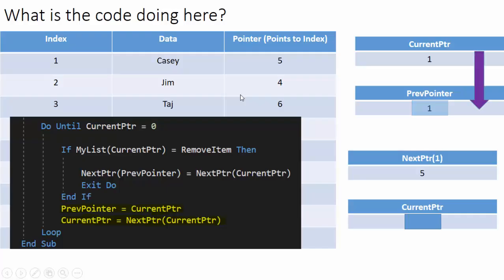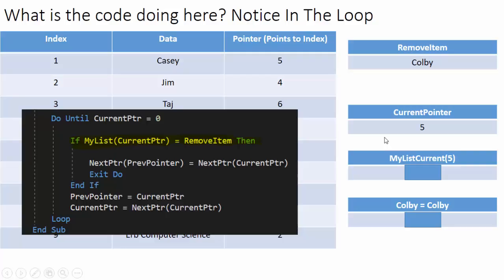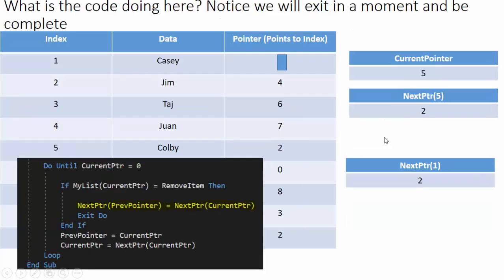Our previous pointer is loaded from the current pointer. That's what this line of code says. And then it says we want to update our current pointer to the next pointer. So we take our next pointer, put that in the current pointer, which is 5, and then we check the next item in the list, which we know is Colby. Our current pointer is 5, so we're checking to see if Colby equals Colby. It does. And once we have found the item we are looking for, we're done, because we're going to hit this exit do line of code right here, which causes us to exit our loop, and we hit the end sub, and that will be the final part of our program.